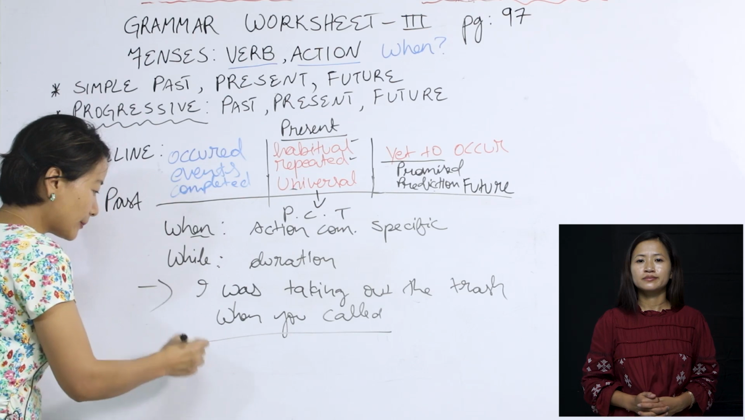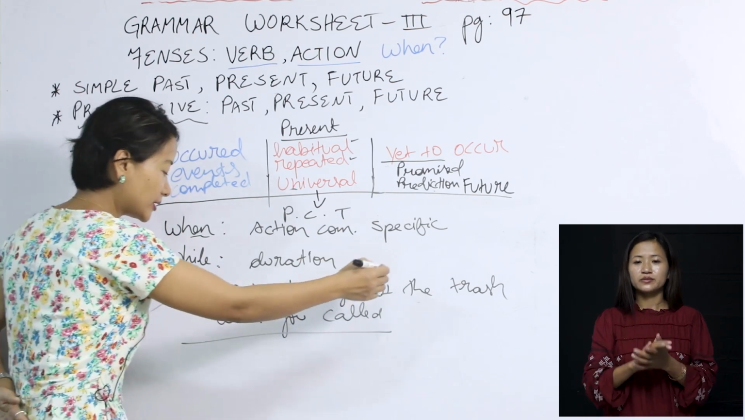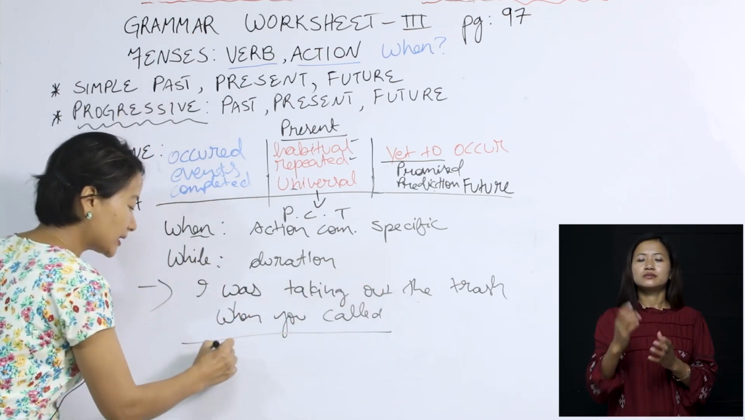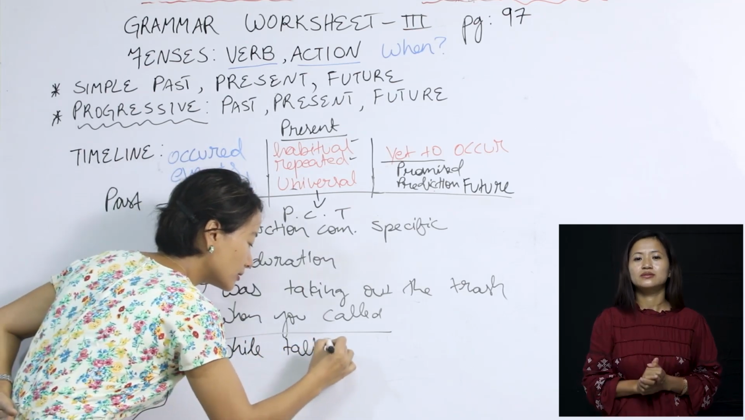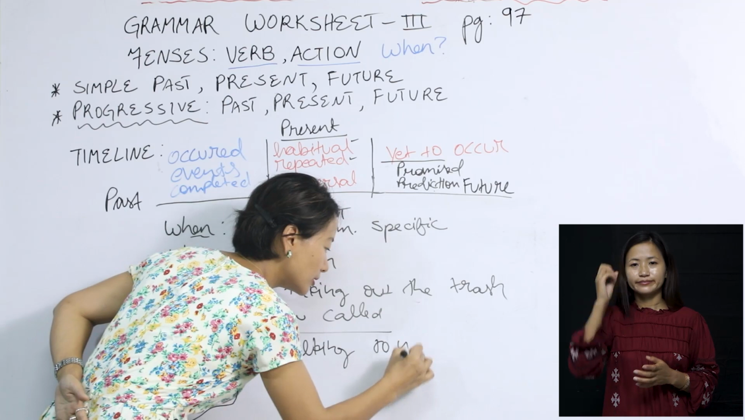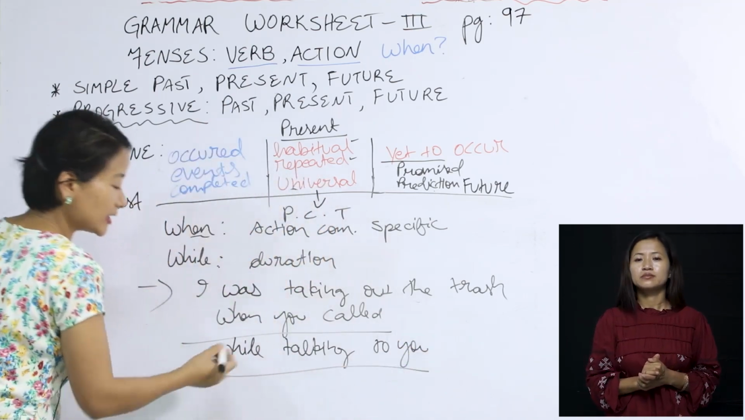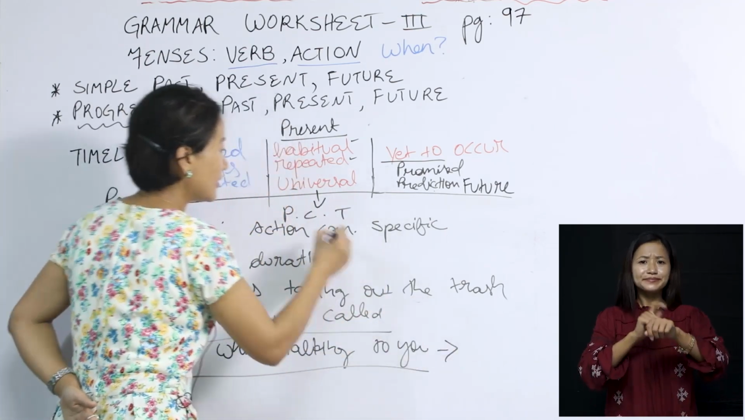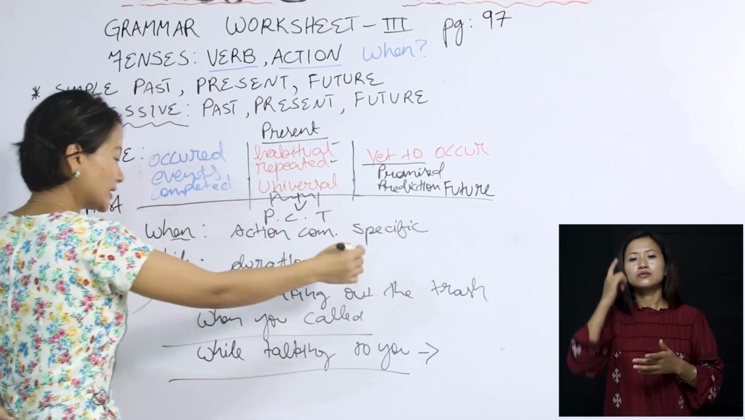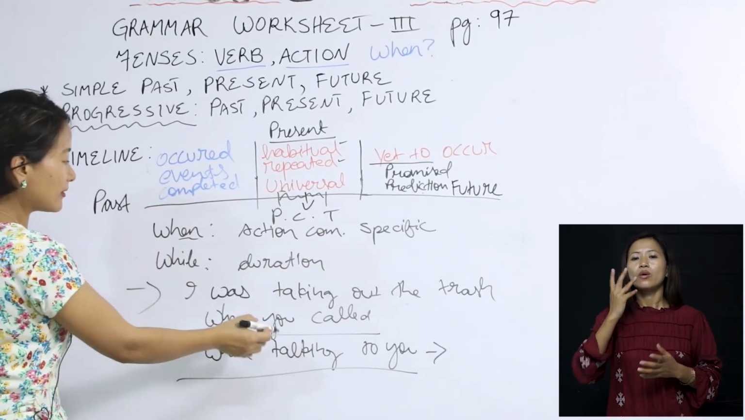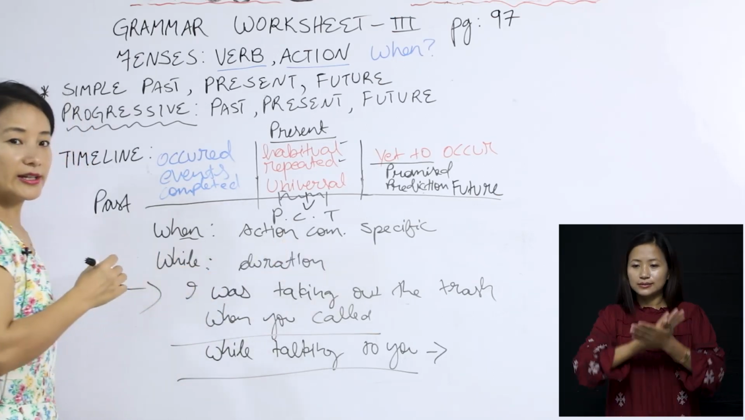Supposing, taking the same example, I was taking out the trash while, let's say, talking to you. So this is duration. We are referring to an action that is continuing and for a period of time. Whereas when here is a completed action and specific.